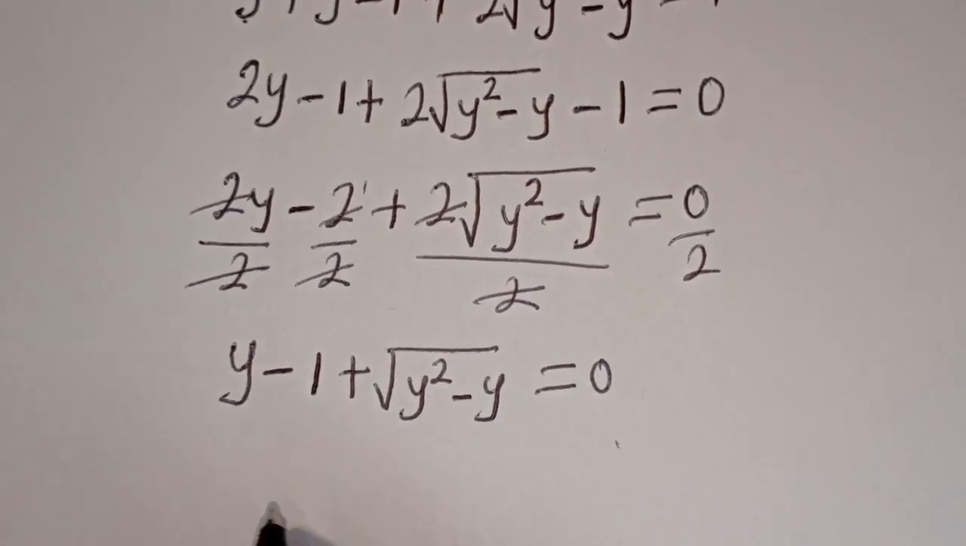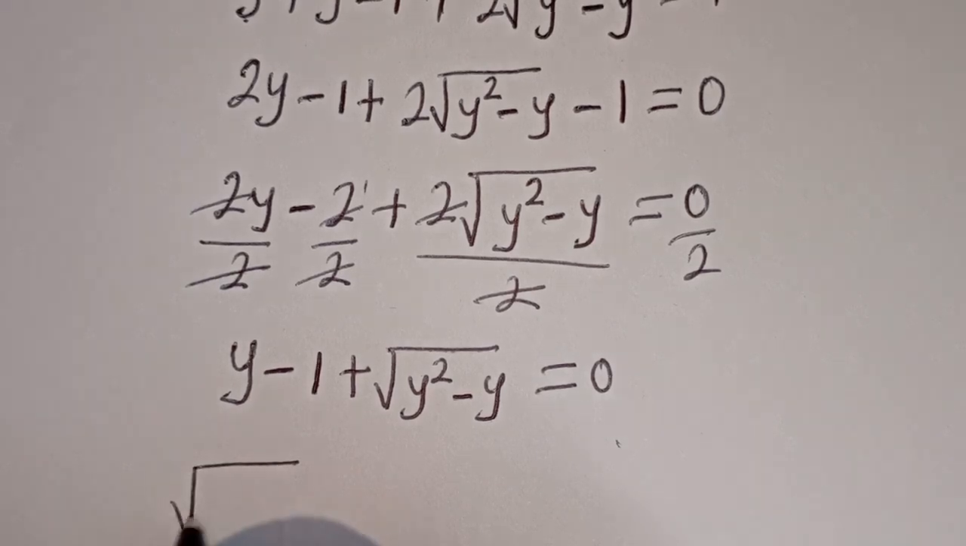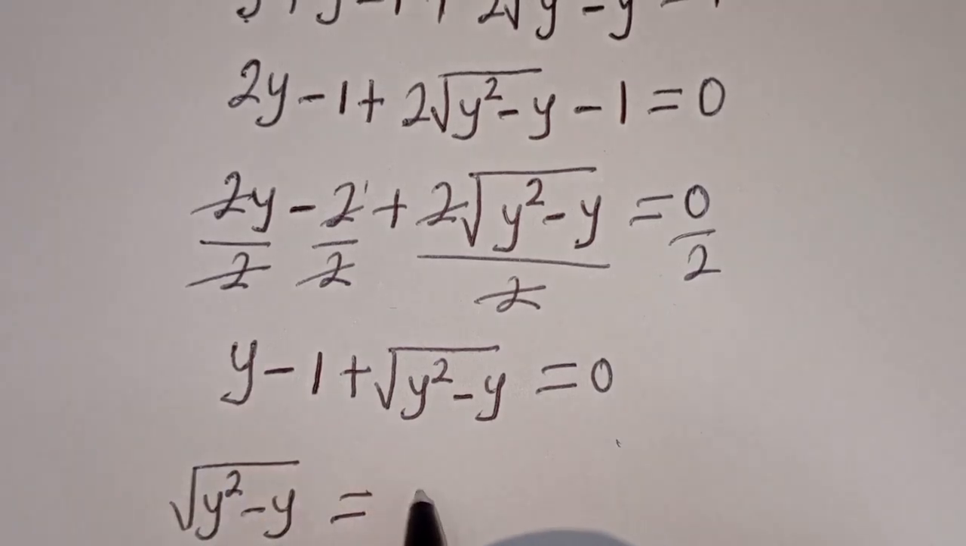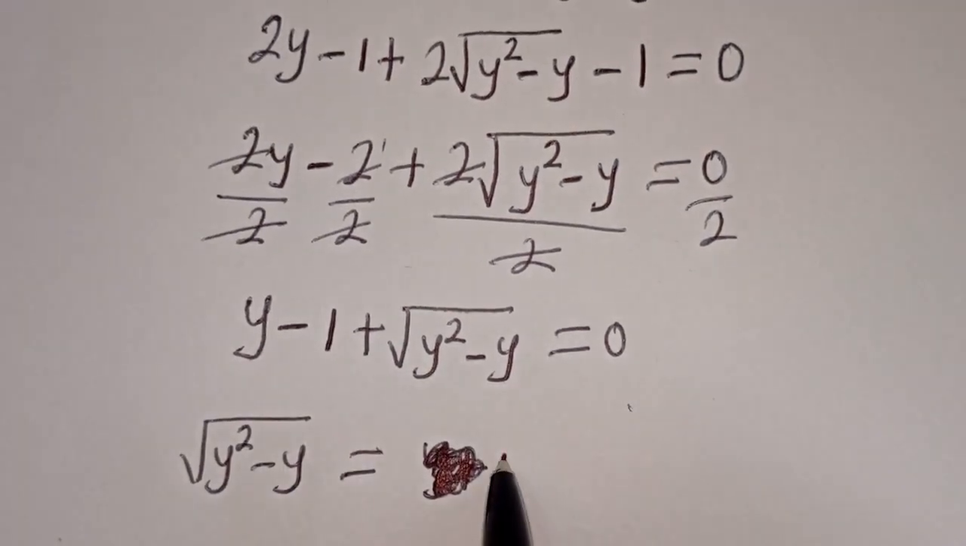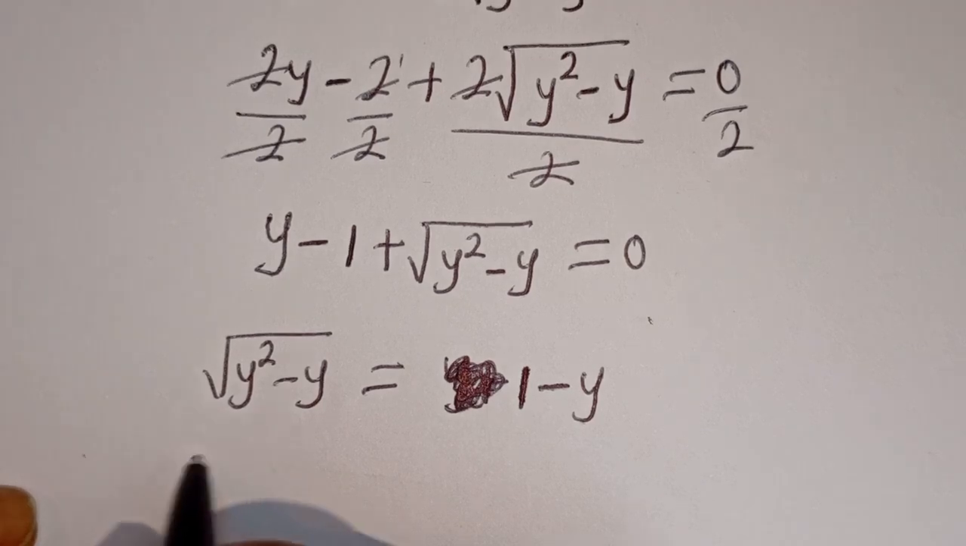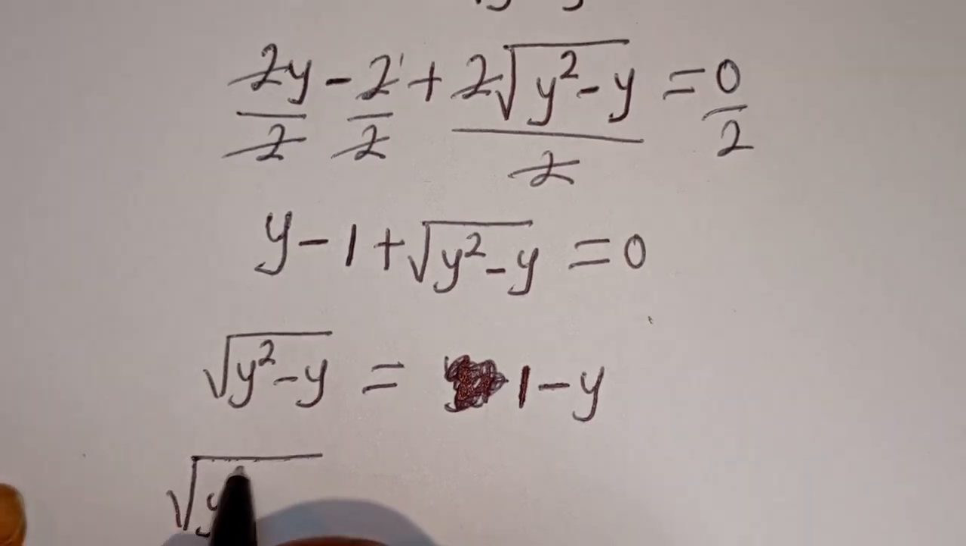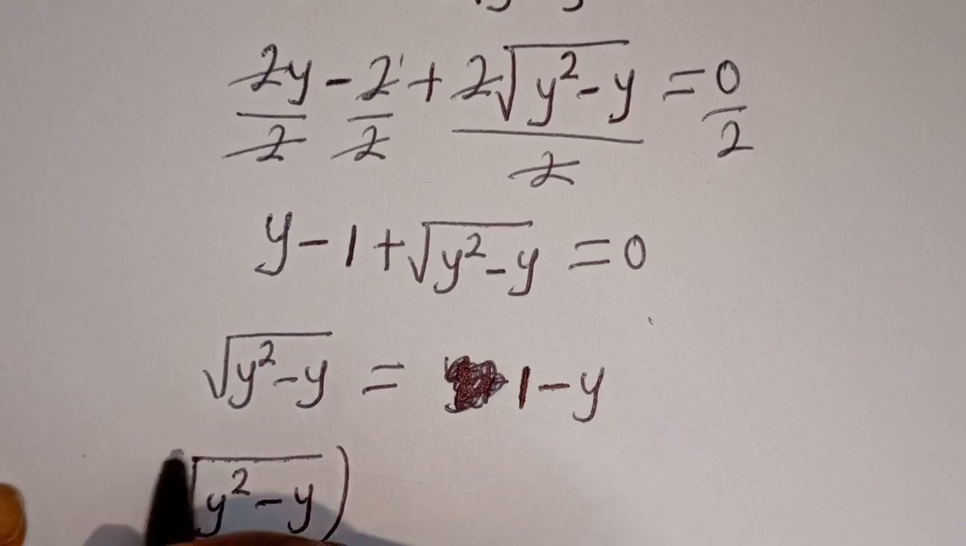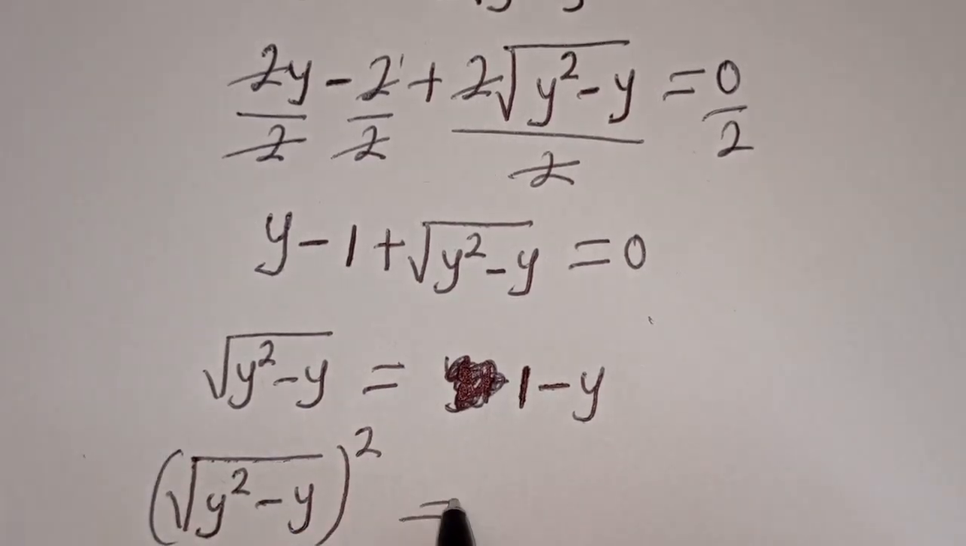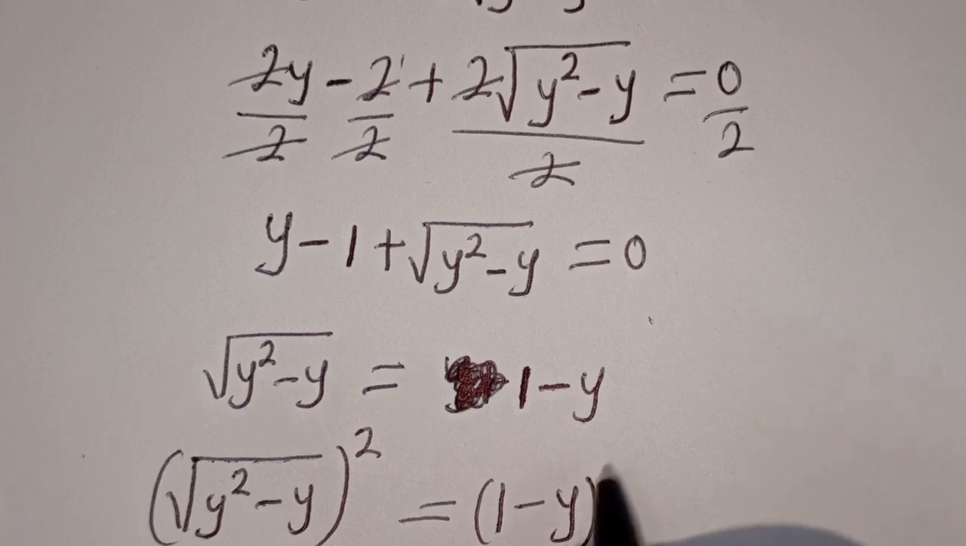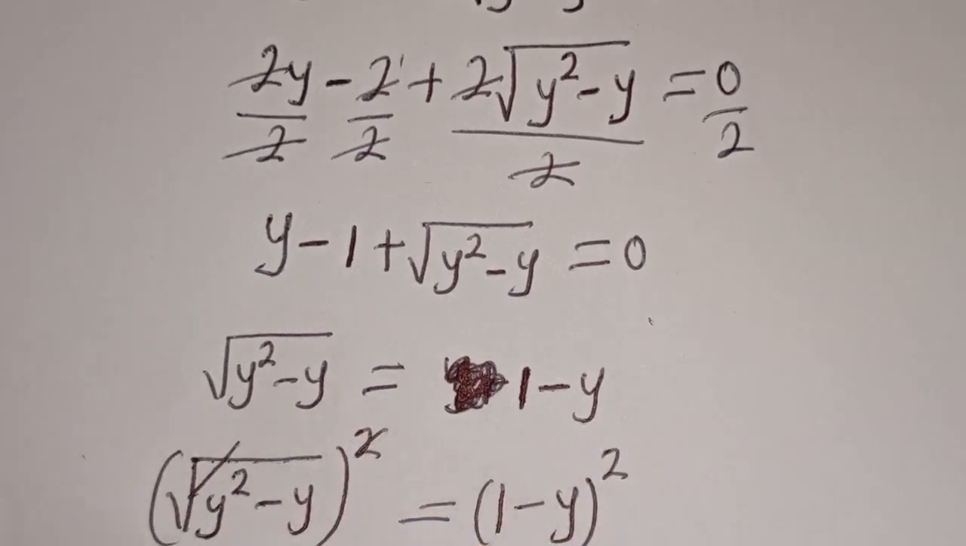Then here we have square root of y squared minus y is equal to minus y plus 1, because minus 1 will become plus 1, then plus y will be minus y. Now let's square both sides of this equation again. We have square root of y squared minus y, all squared, is equal to 1 minus y, all squared. This we cancel this.